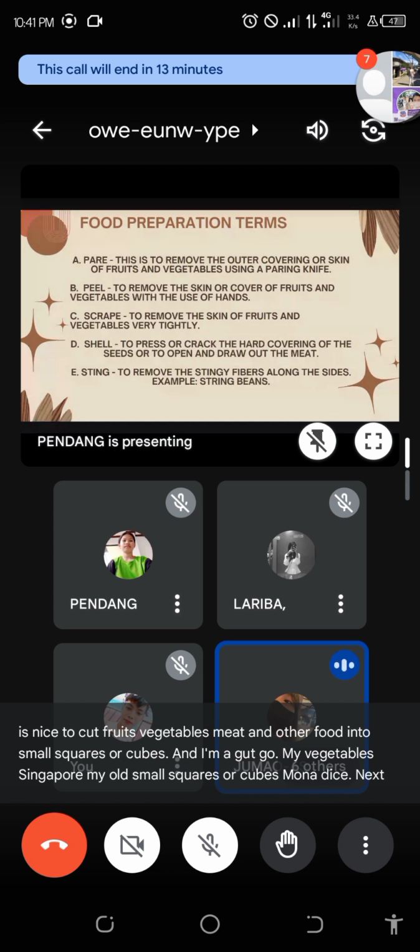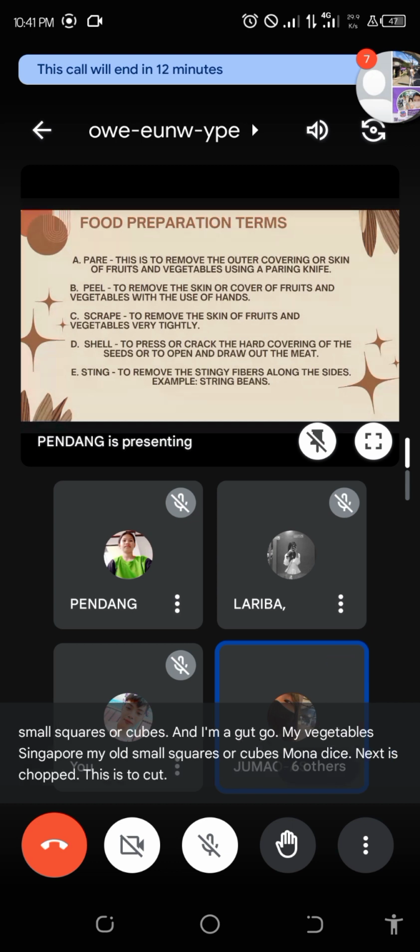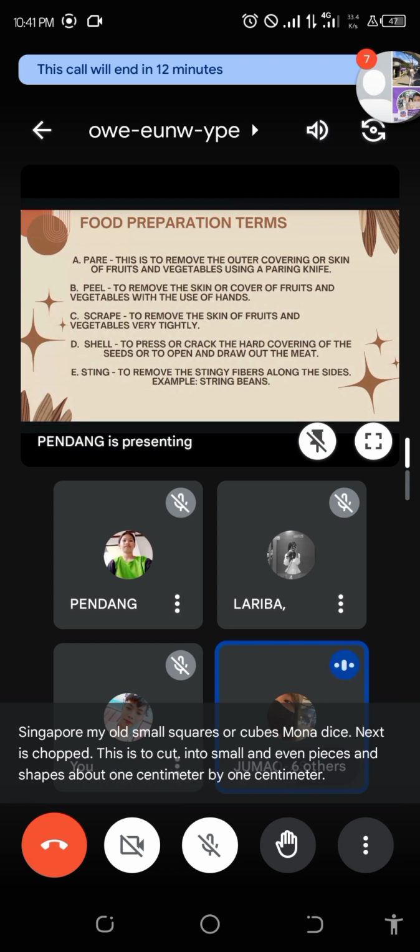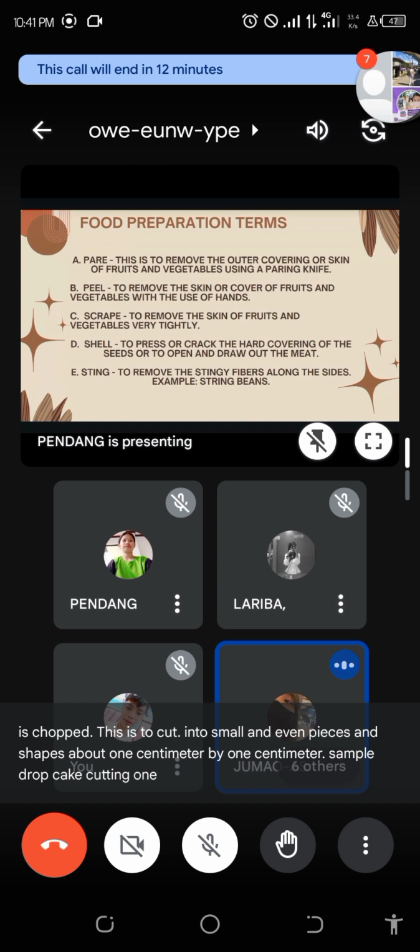Next is chop. This is to cut into small and even pieces and shapes about 1 centimeter by 1 centimeter. So, ang pag-chop kay is cutting food into bite-sized pieces. Dili kaayo siya dagko, dili pod kaayo gagmay.